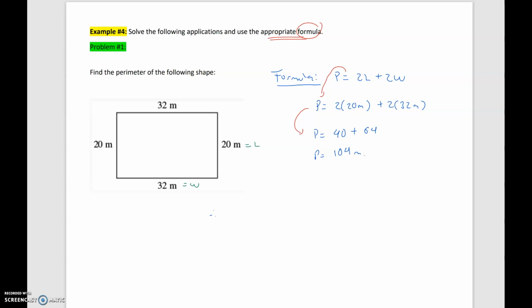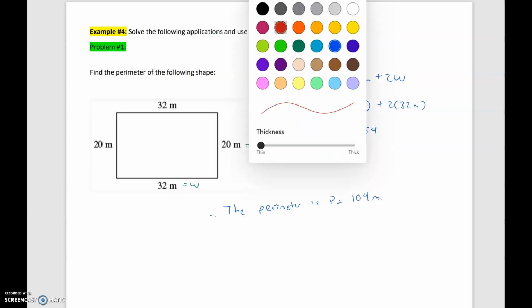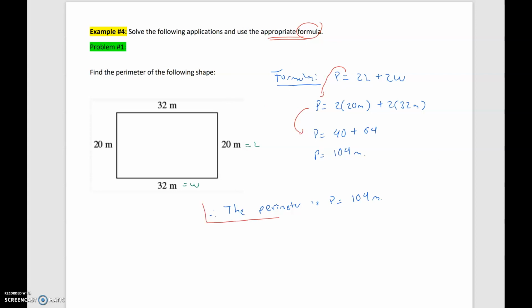Also, all word problems need some sort of a sentence. So in this case, the perimeter is P is equal to 104 meters. And make sure that your final statement contains the actual unit. In this case, they're using meters. If it doesn't have units, you would just express it as units, since technically it's some sort of a length.